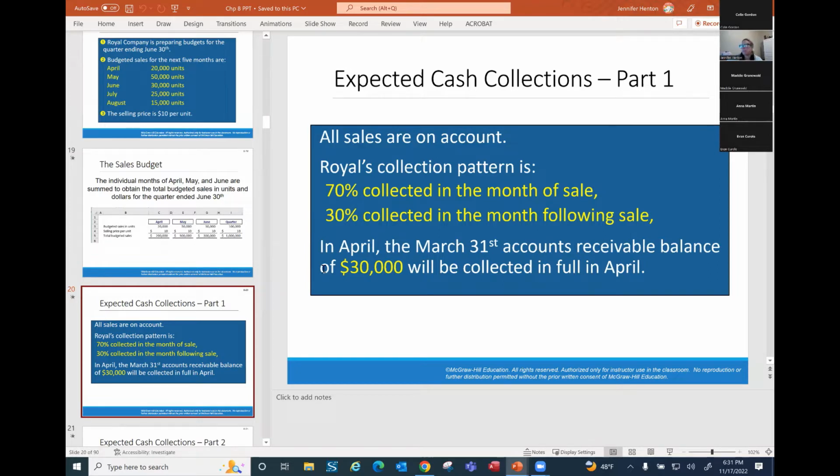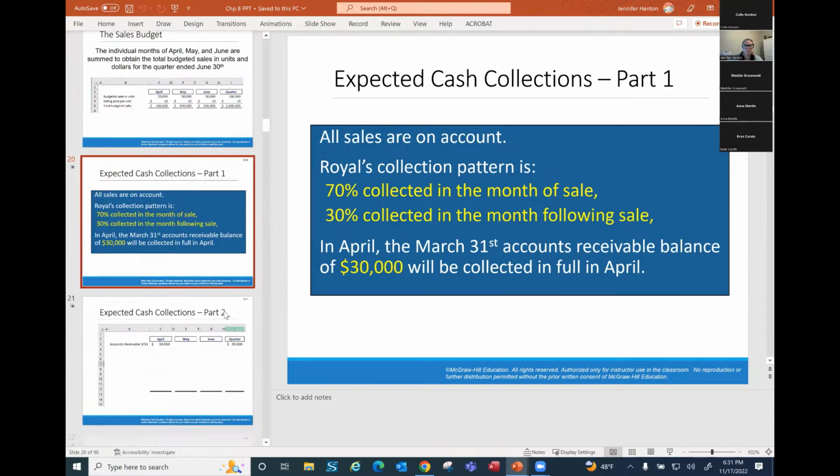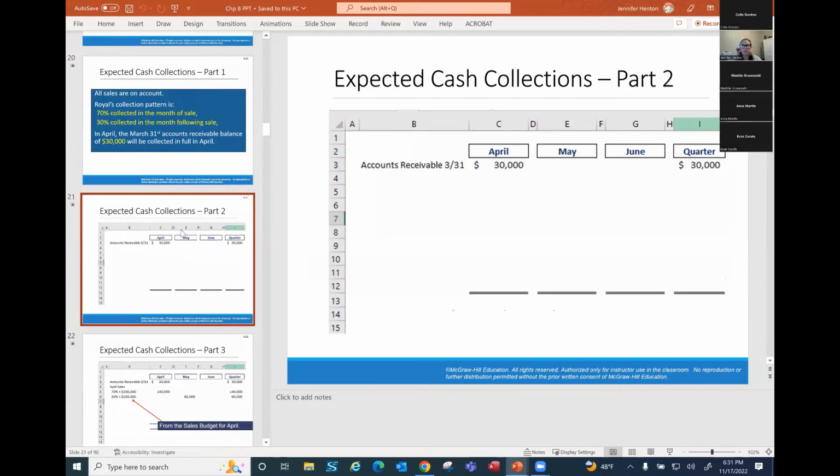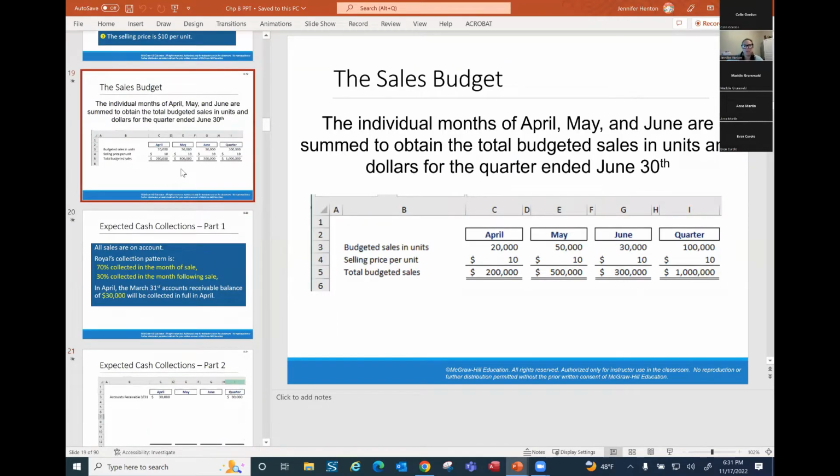So they're telling us April has 30,000. That's going to roll in, and I'm expecting that I'm going to collect that in April, but it's from my March sales. Okay. Then I'm collecting 70% in the month. So what am I expecting for April? In April, I'm expecting 200,000.